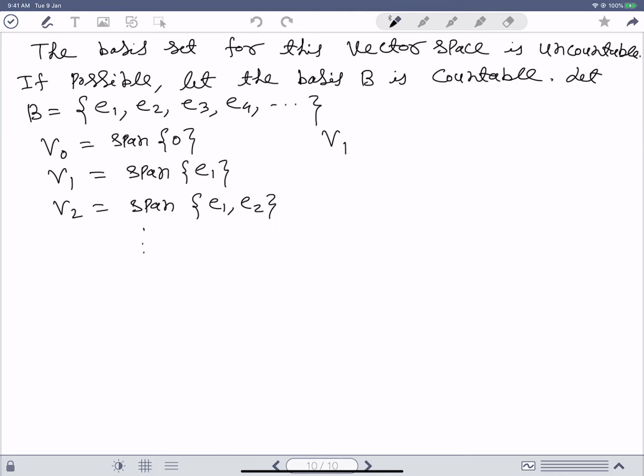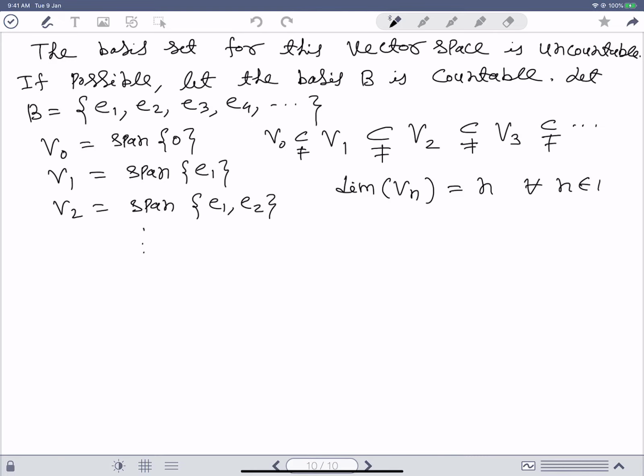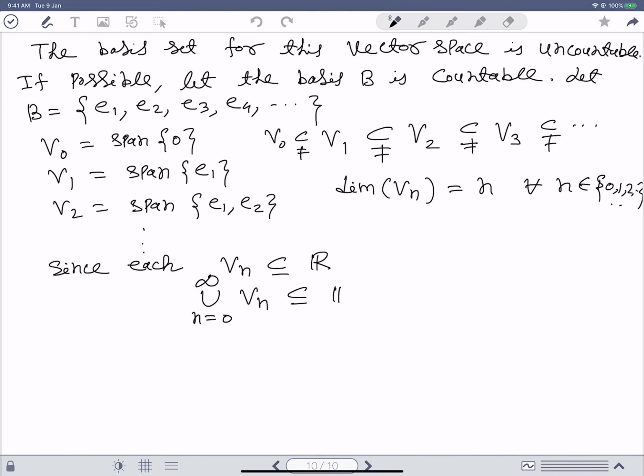Therefore, we can check that V1 is properly contained in V2, and this is properly contained in V3 and so on, right? We can include V0 as well. And the dimension of Vn equals n for all n belonging to the set 0, 1, 2, and so on. Now you can check that since each Vn is a subset of R, the union of n equal to 0 to infinity of Vn is also a subset of R, right?